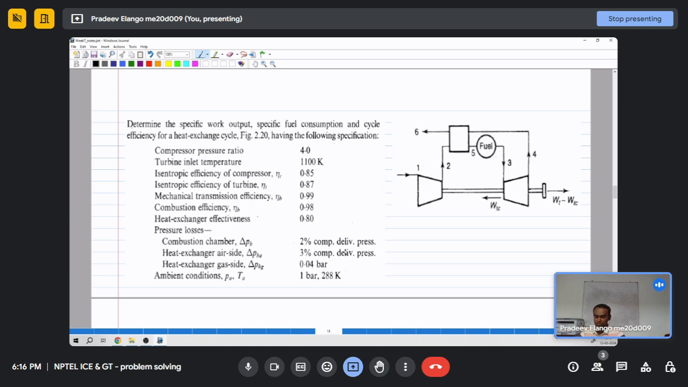Heat exchanger gas side has a pressure drop of 0.04 bar. Ambient conditions are given as 1 bar and 288 Kelvin.